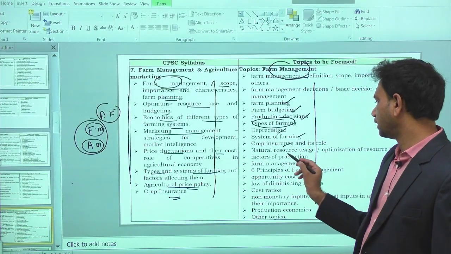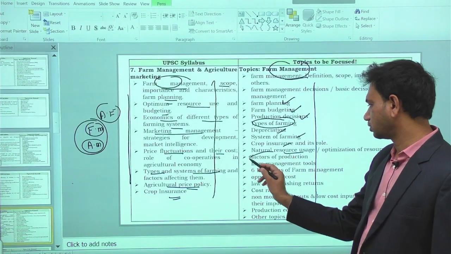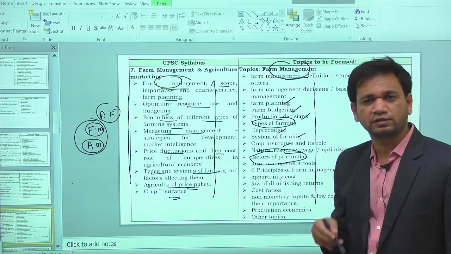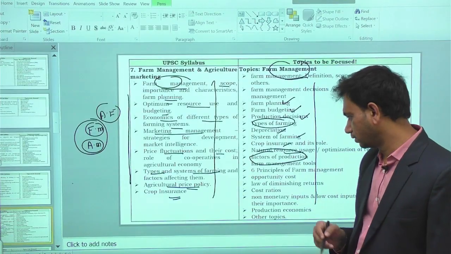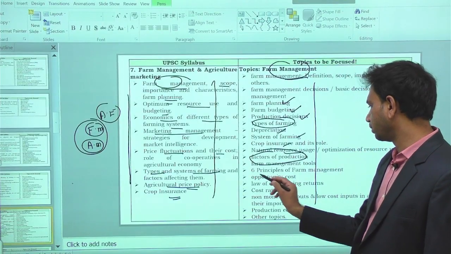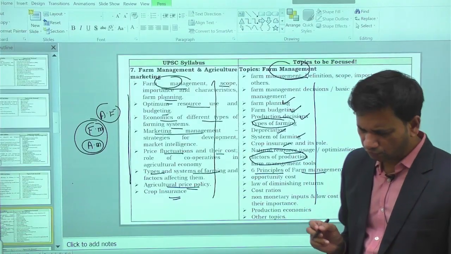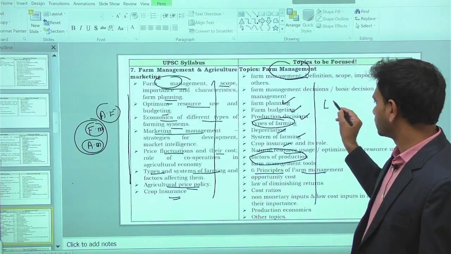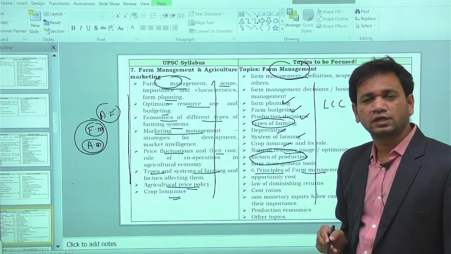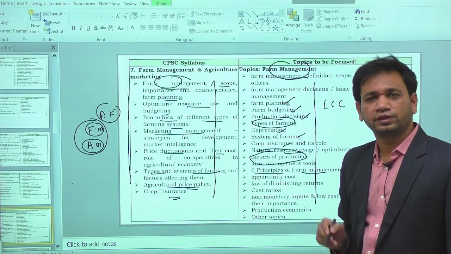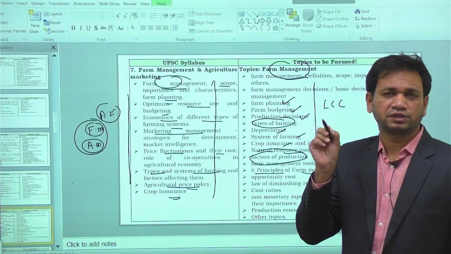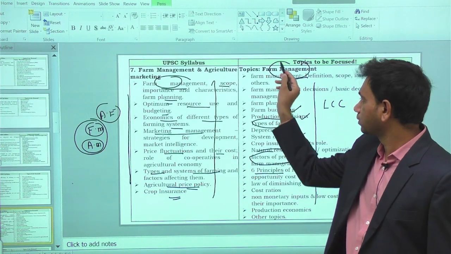Then natural resource factors, then factors of production. Factors of production means some are fixed factors, some are variable factors. Then we have the 6 principles of farm management. Principles means one is the LCC, least cost combination of inputs. According to the combination of inputs, minimization of cost and maximization of profit can be possible in farm management.